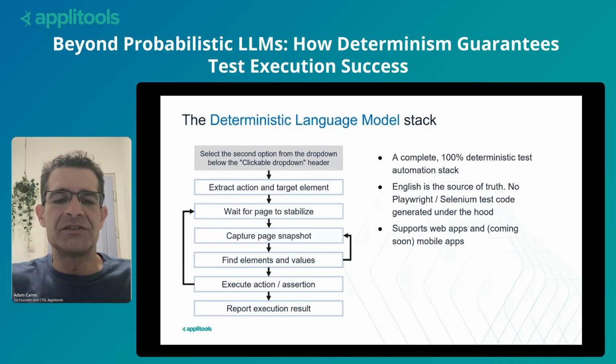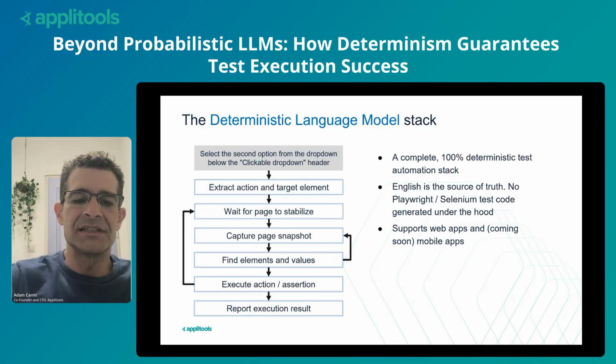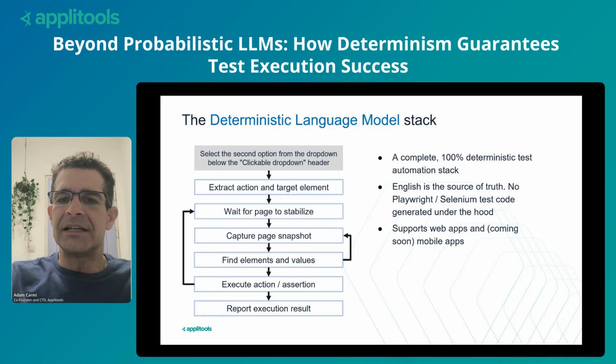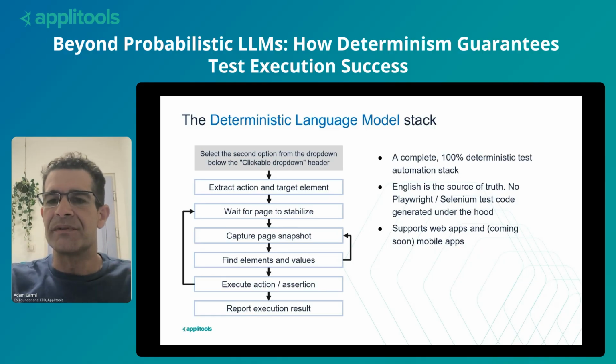Wait for the page to stabilize, capture a page snapshot, find the elements and values that the user wants to interact with based on that description, then execute the action on the application being tested, and at the end, collect all the details of the run and produce a report. With the DLM, English is the one and only source of truth.